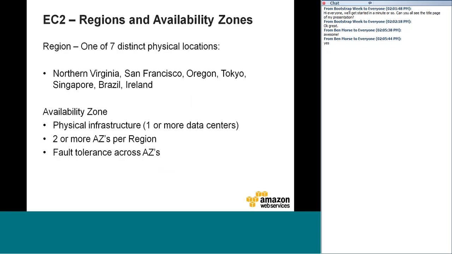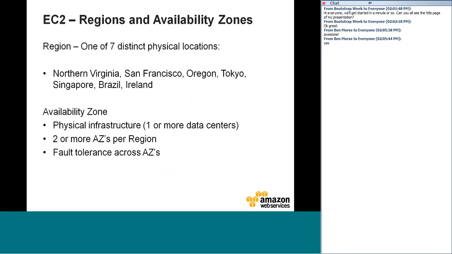So some other important vocabulary to note, both the regions and availability zones. We talked about these a little bit already. We have 7 different physical locations for our regions: Northern Virginia, San Francisco, Oregon, Tokyo, Singapore, Brazil, and Ireland. When you choose to build an AWS application, you always designate a particular physical location by choosing a region.